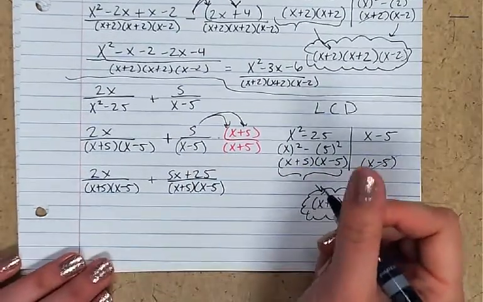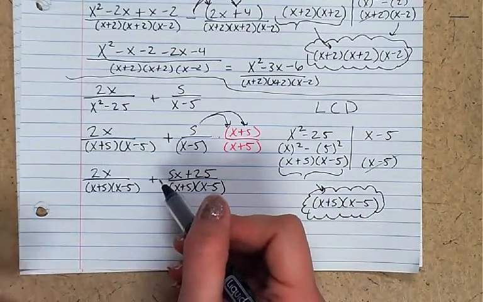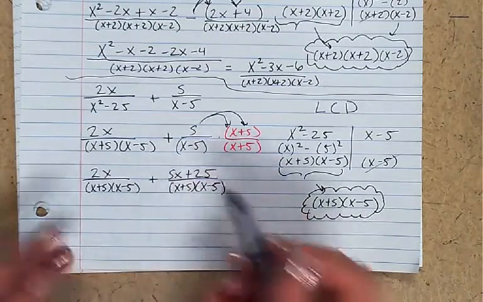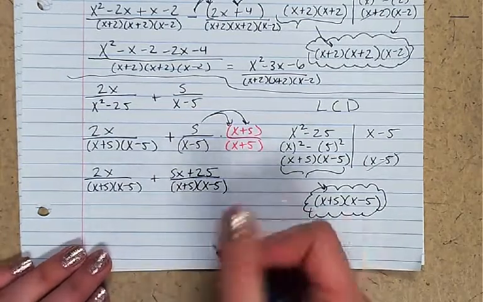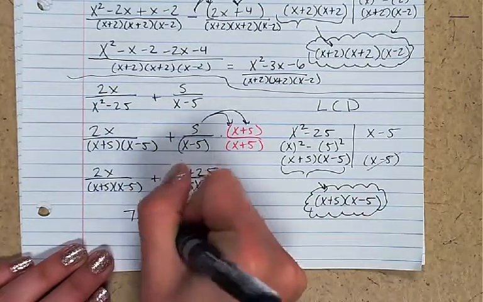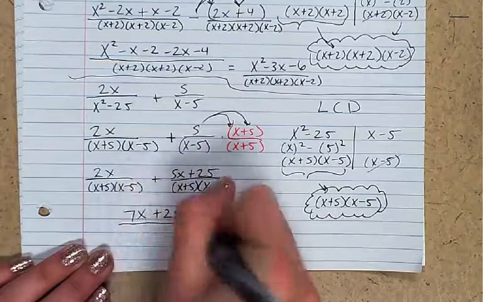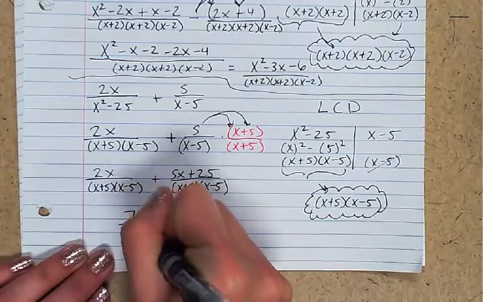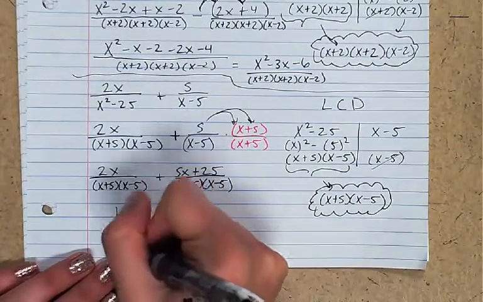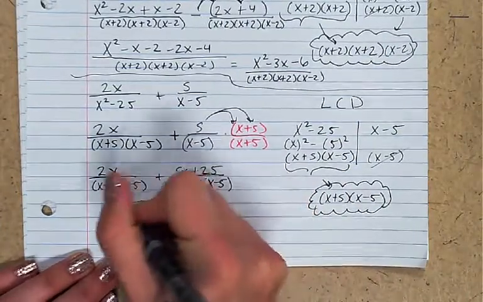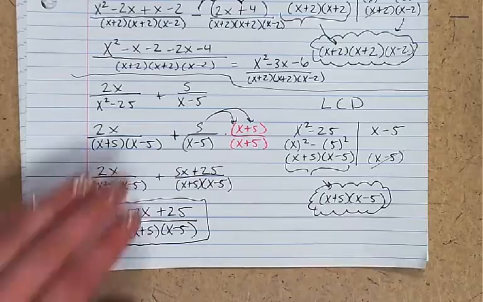Now that we have common denominators, we can go ahead and add. With adding, you don't have to worry about distributing the sign or anything like that. Just combine like terms. So 2x plus 5x plus 25 simplifies to 7x plus 25. Just combine the like terms there. And there it is. Can't factor anything out of 7x plus 25, so those are stuck.